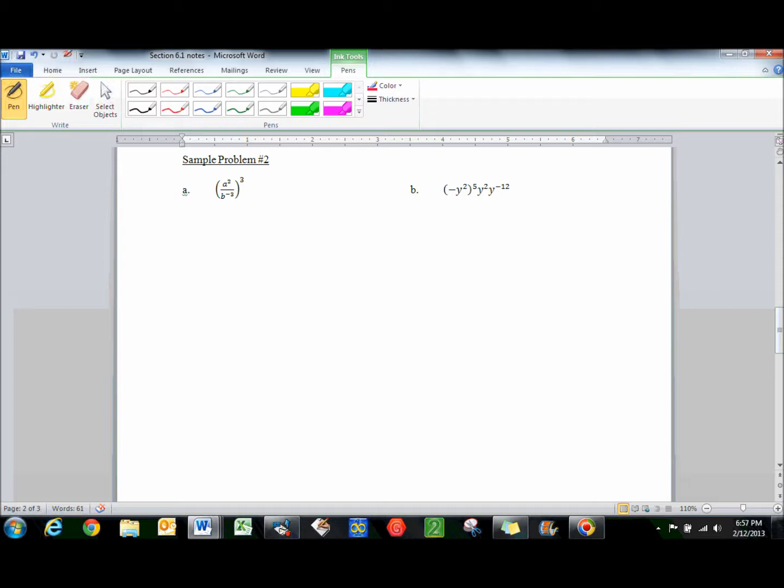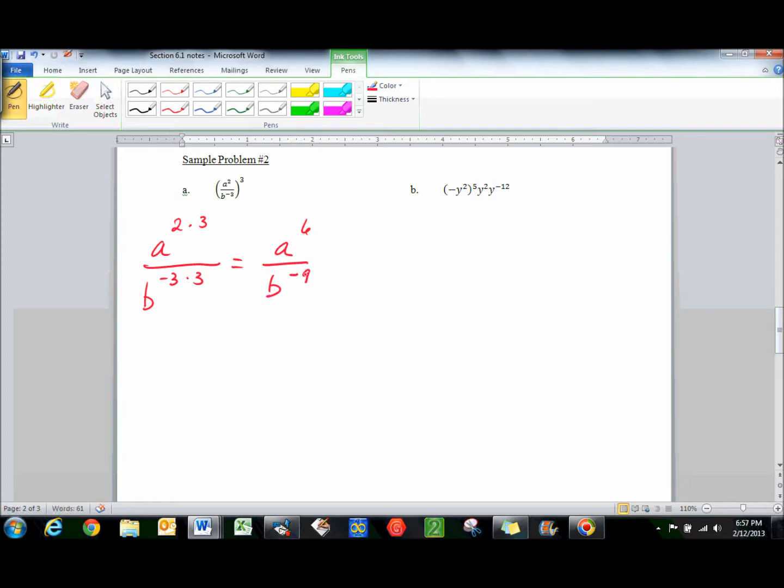Okay. So in part A, we have a pretty straightforward problem. We need to distribute the power of 3 to each part inside the parentheses, and of course that's going to give us a power of a power. So A is going to be 2 times 3, and then of course B is going to be negative 3 times 3, which is going to give me A to the 6th over B to the negative 9.